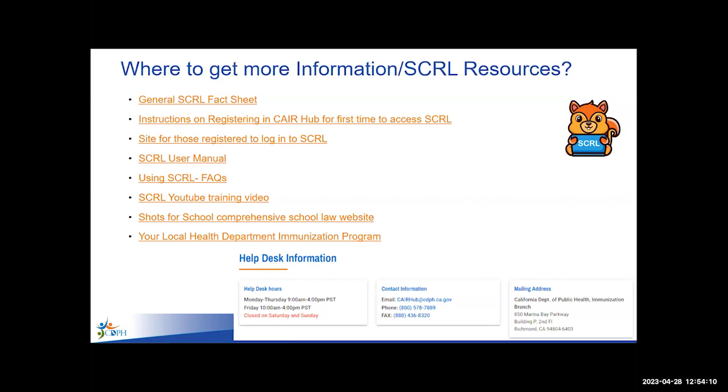For any questions related to CAIR Hub or Squirrel, you can email us at carehub@cdph.ca.gov or call the help desk at 800-578-7889. Thank you, and now I'm turning things over to my colleague, Ahana.